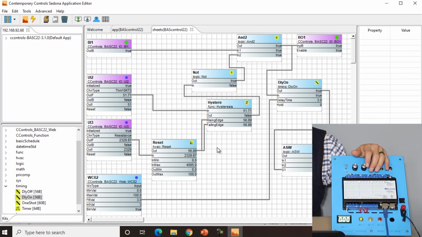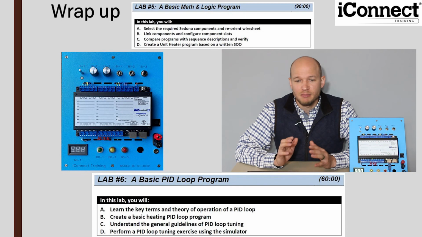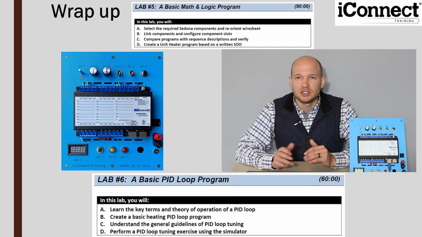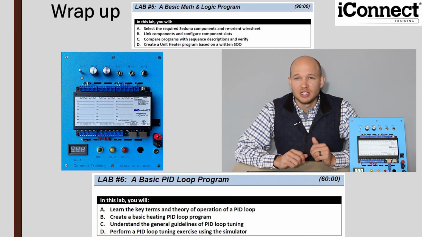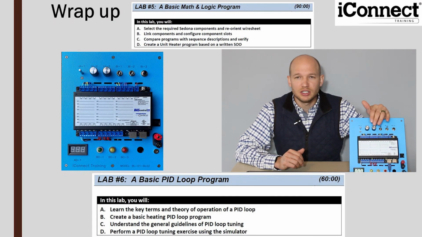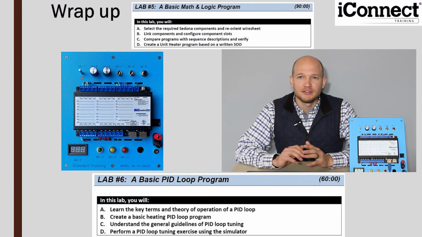Binary output number 1. For a beginner, this is a very complex sequence of operation. Out in the field, if you've been doing this for a couple years, it's probably pretty basic. To wrap up, hopefully this lesson was very helpful. We did a basic math and logic program, we utilized the sequence of operation, and we configured it in the wire sheet, we linked the components, and we saw how things communicated to each other. This application can be used in the HVAC, security, IT, whatever industry you're in and you're using this logic and this programming, it's very applicable to a lot of different industries.